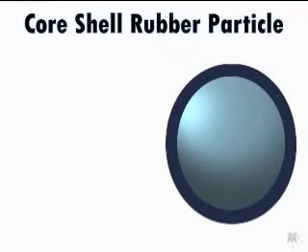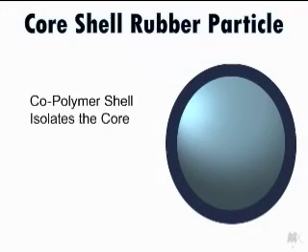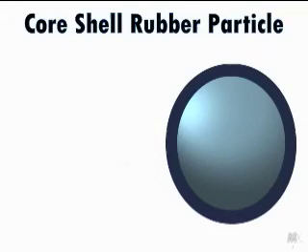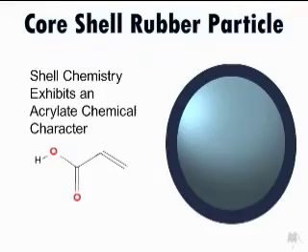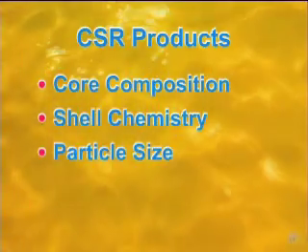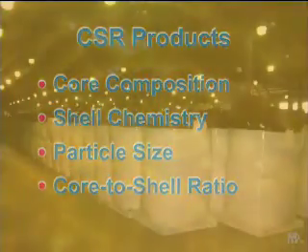The shell is then chemically attached to the core, with the dual purpose of both isolating the core from the resin system and providing chemical compatibility with the polymeric matrix. The shell chemistry normally exhibits an acrylate chemical character. Over the last 40 years, hundreds of CSR products have been synthesized. They are differentiated by core composition, shell chemistry, particle size, and core-to-shell ratios.